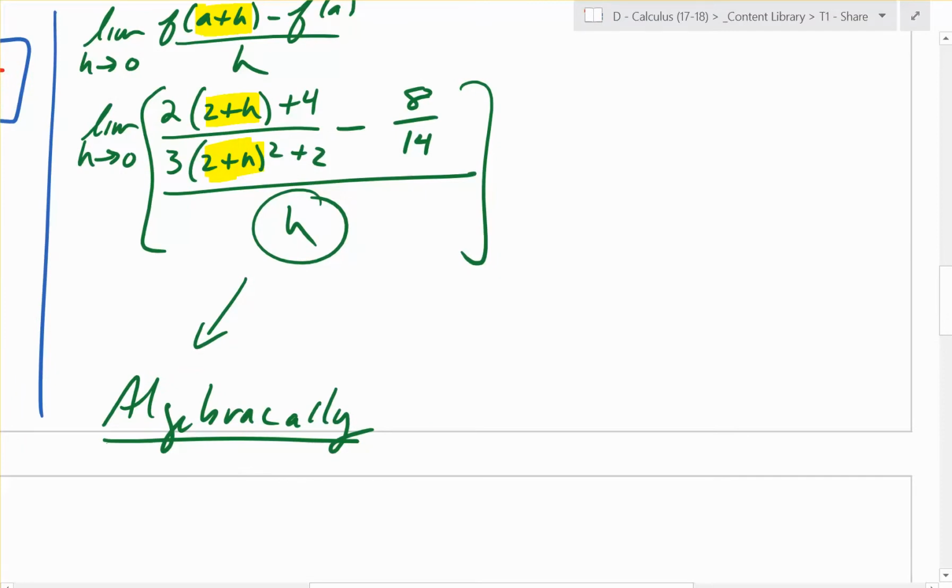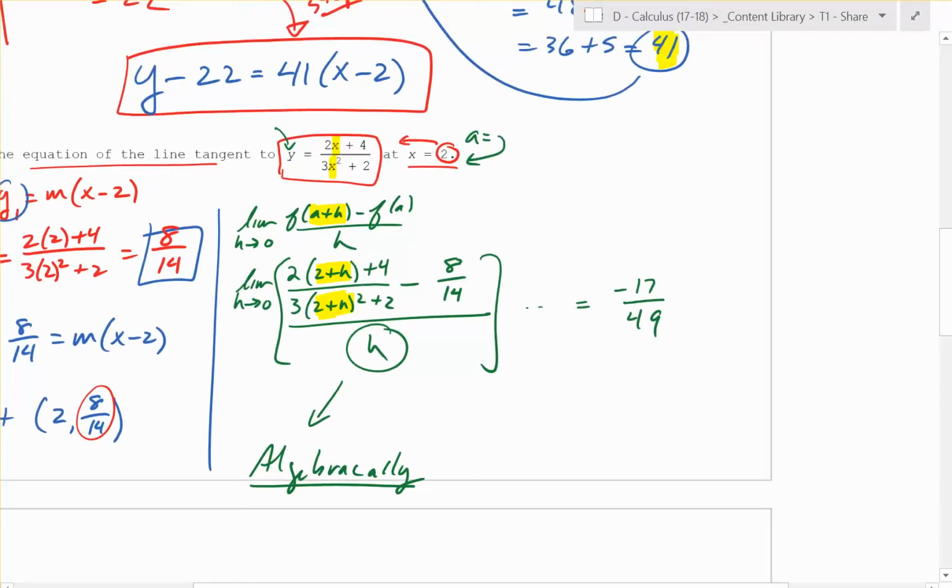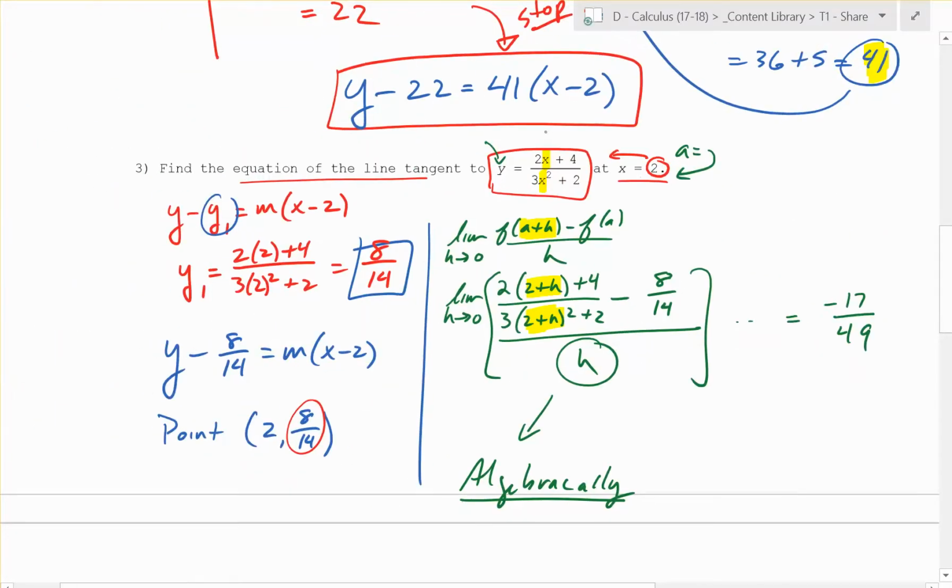It is possible to do this algebraically. You have to be really careful with it though. Please be very, very, very careful with it. The answer does come out to be negative 17 over 49. So the reason I do this example is to show you that there are types of functions, not polynomials, that we can't use the shortcut on.